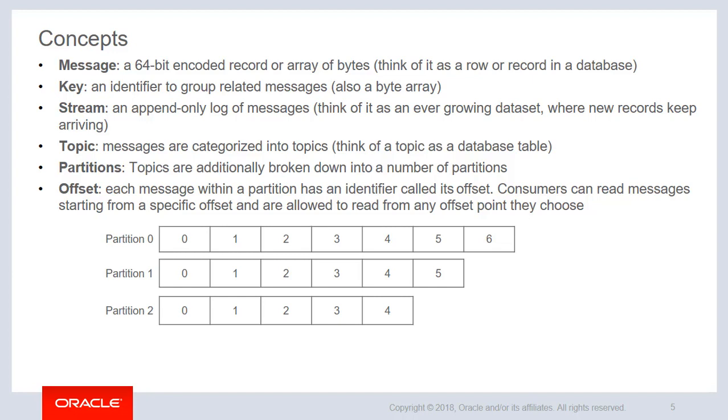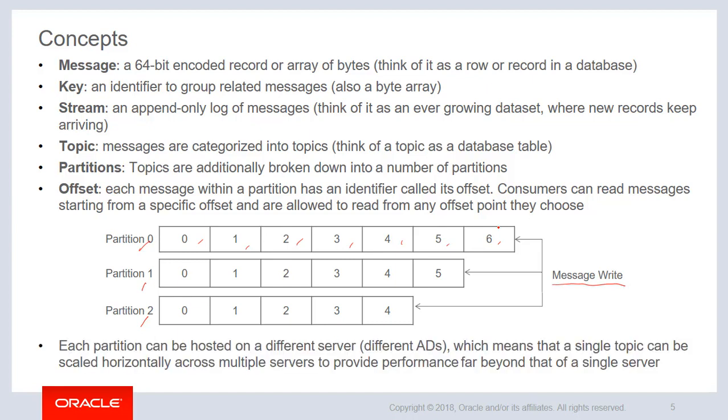So a picture always helps when you're describing these concepts. As you can see here, there is a topic which has three partitions: partition 0, partition 1 and partition 2, and you can write messages. A publisher can write messages to any of these partitions, and these are the offsets. So the messages can go into any of these offsets, and using the offsets the consumers are able to read messages.